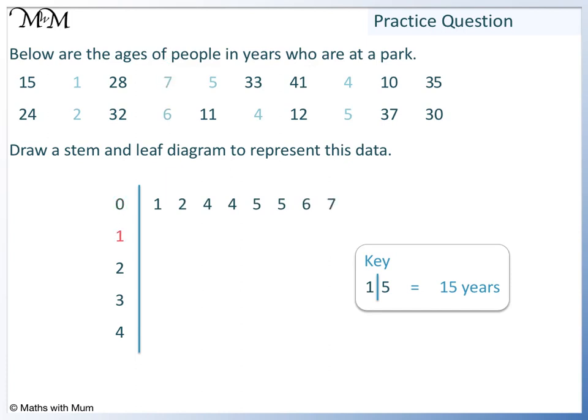Next, the 1s. We have 0, 1, 2, and 5. Now the 2s. We have 4 and 8. Next, the 3s. We have 0, 2, 3, 5, and 7. Finally, the 4s. We just have 1. All the data is now represented in the stem and leaf diagram.